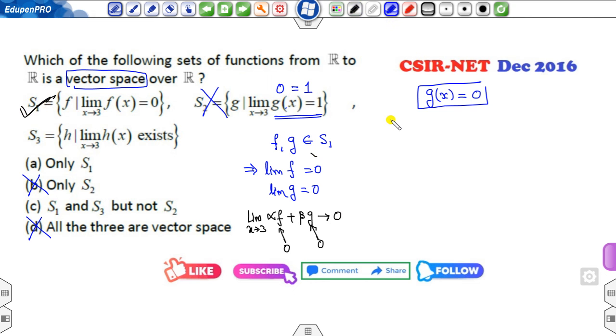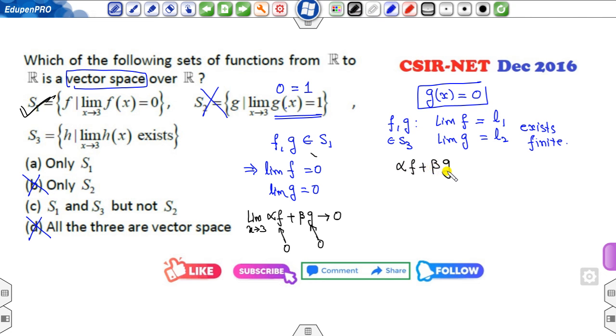Third part: if I choose any two functions f and g belonging to S3, that means the limit of f exists, I call it L1, and the limit of g is L2. Both exist, that means they are finite. Then what is the limit in this case?